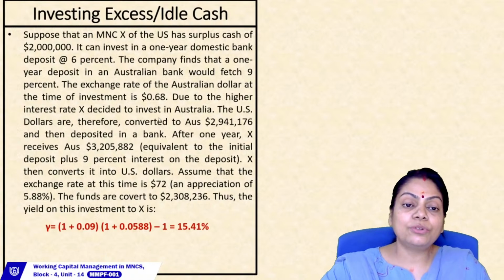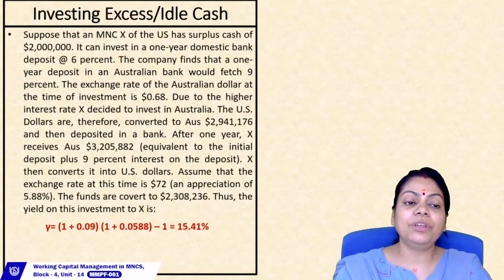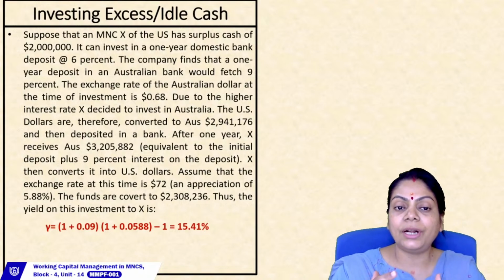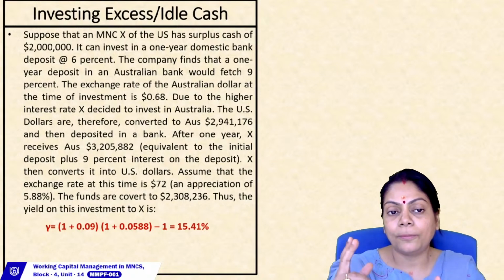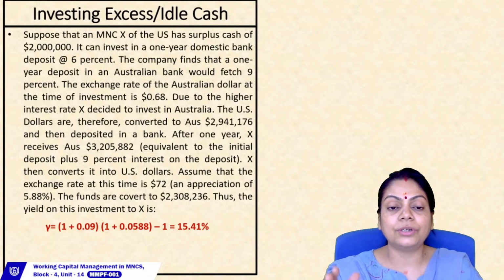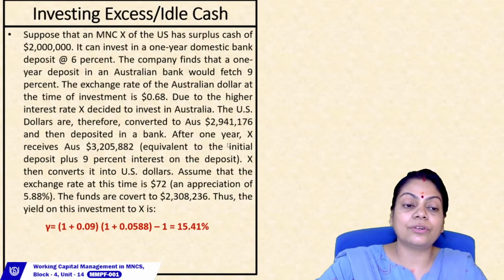If we see, I've explained it here. Due to the higher interest rate, the company has decided to invest in Australia at 9%. The US dollar will get converted. That was 2 million US dollars. It will get converted to Australian dollars at the current exchange rate of 0.68. So the value in Australian dollars will now become 2 million 94 lakh, whatever the amount is. This is the amount, if you can see the cursor.